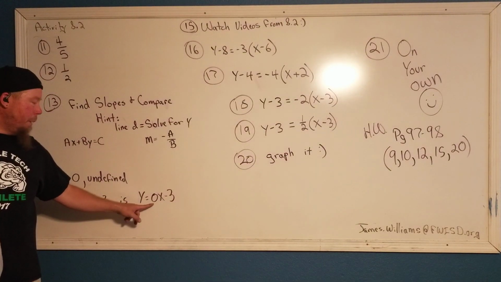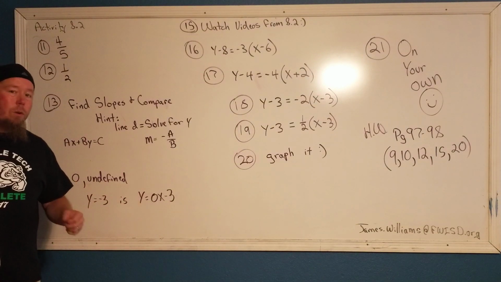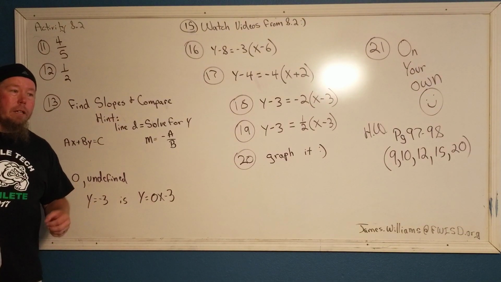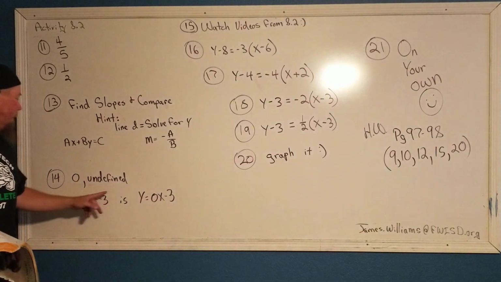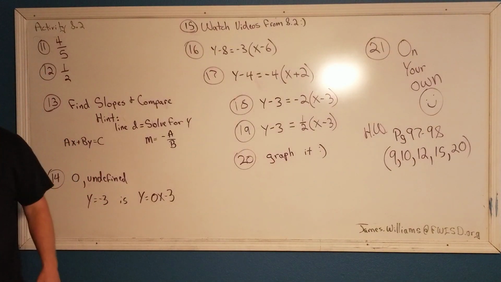So if I wanted the line parallel, the slope would be 0. If I wanted the line perpendicular, hold on, I can't do 1 over 0. Keep in mind, this would be slope of 0. This is a horizontal line, so a slope of a line perpendicular, that would be a vertical line, so it would be undefined. So you get 0 and undefined. Number 15, you're just going to need to go back and watch the videos from 8.2, guys.